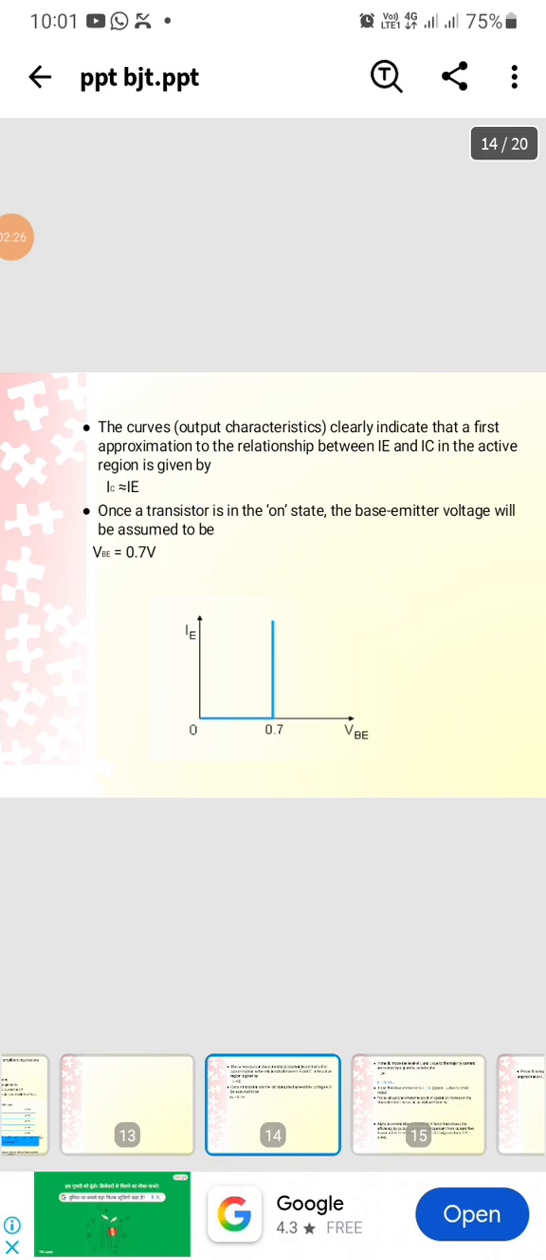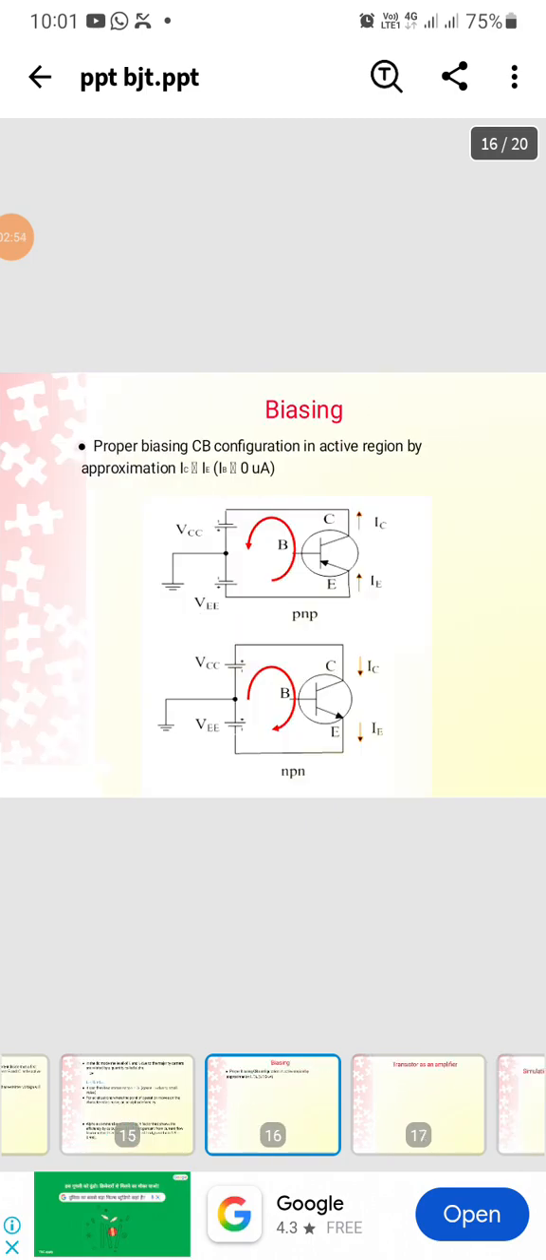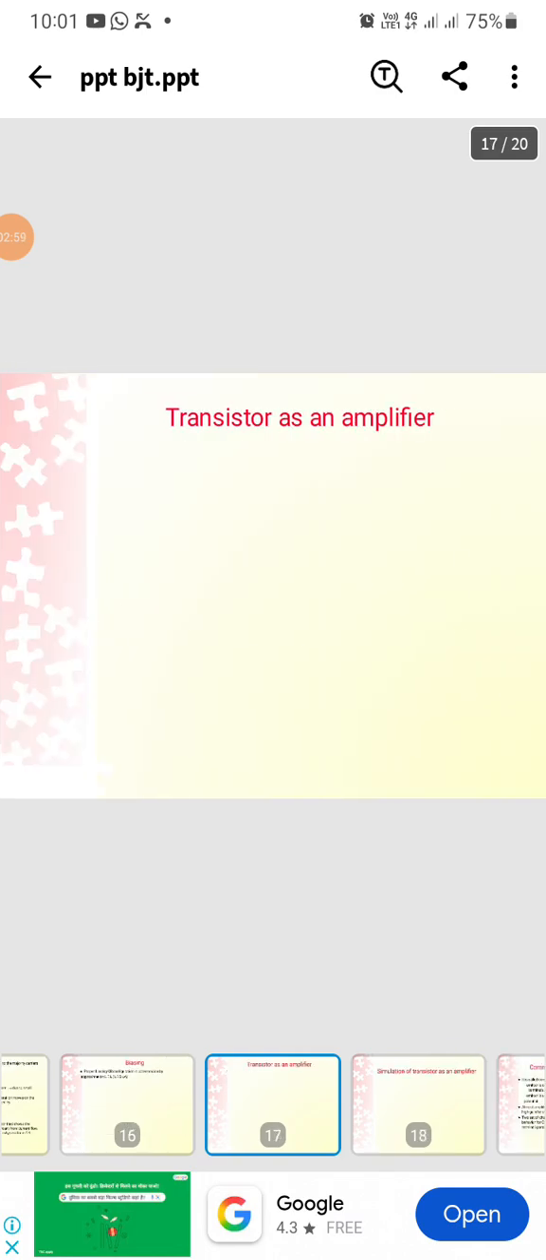The curves clearly indicate that, as a first approximation, in the active region IC is equal to IE, with VBE equal to 0.7 volt. In DC mode, the level of IC due to majority carriers is related by IC equal to IE plus ICBO. Here alpha is the common base gain factor, the efficiency calculated from the current percentage of the current flow, which is between 0.9 and 0.99. Proper biasing of the CB configuration is by this approximation.